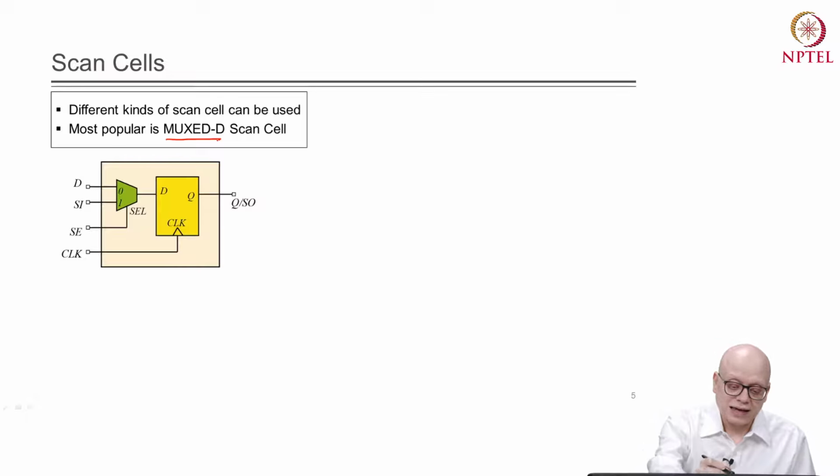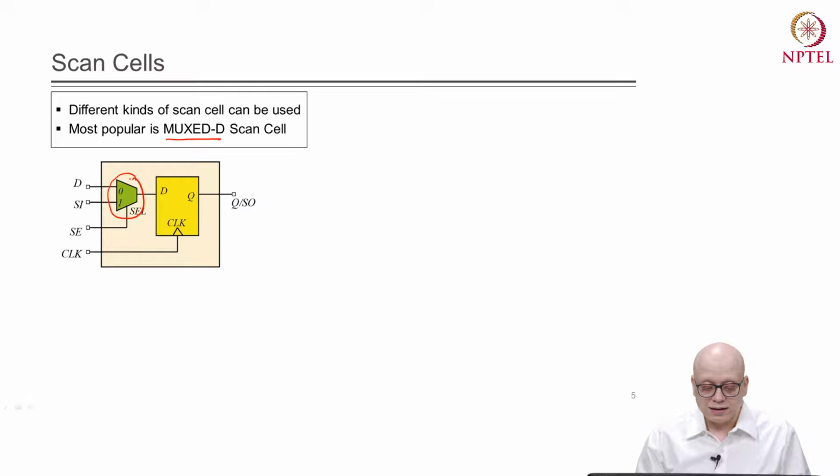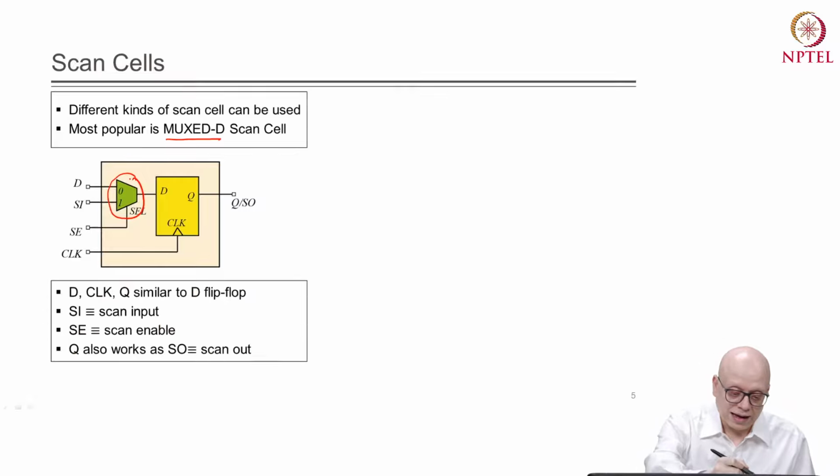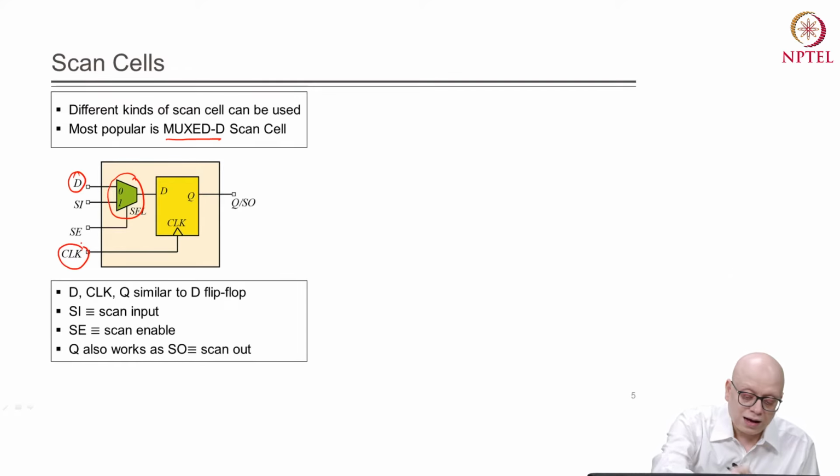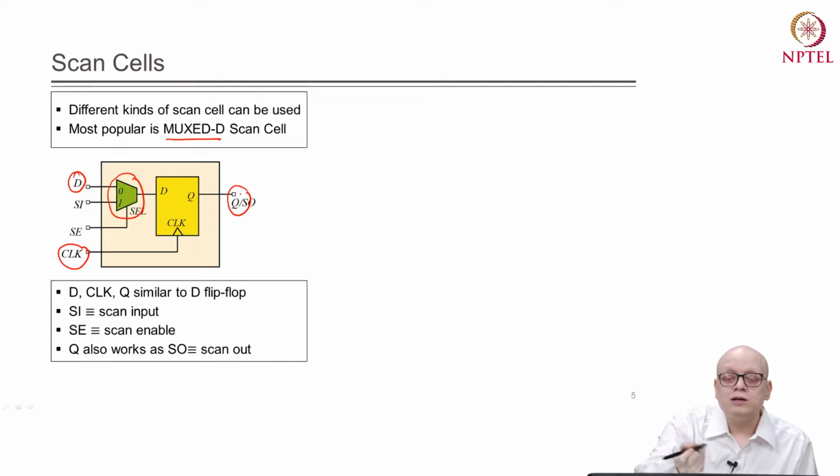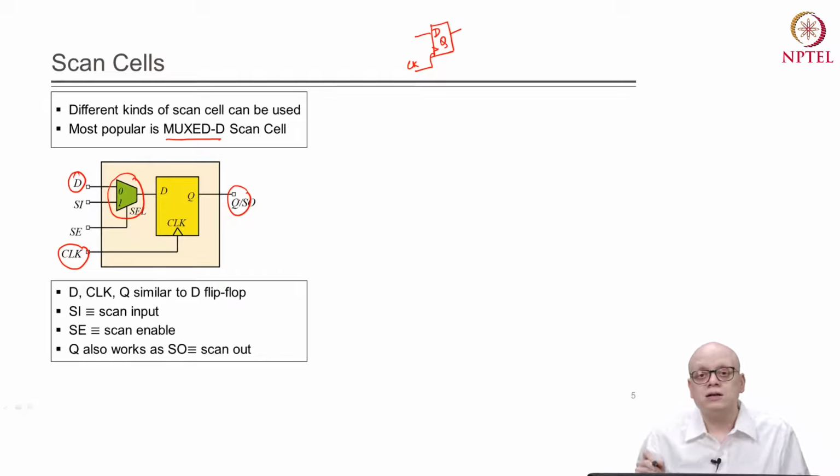In the mux-D scan cell, we will have a 2 to 1 multiplexer, and it will have extra pins. So, what are these extra pins? The D pin, the clock pin and the Q pin are similar to a traditional D flip-flop, right. In a D flip-flop we have a clock pin, a D pin and a Q pin, right. So, these 3 pins are similar to it.